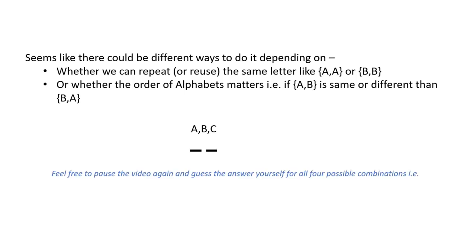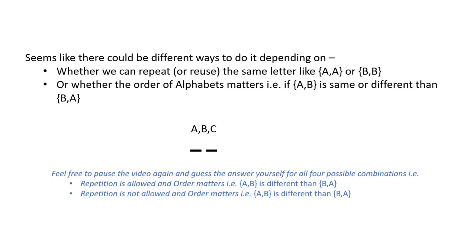So let's pause the video again and guess the answer for yourself for all four possible combinations. The first is where repetition is allowed, so you can use AA, BB, and order matters, so AB is different from BA. Can you list how many combinations you can create out of it? Similarly, once you are done with the first one, think about repetition not allowed. You cannot include AA, BB, and order matters. AB is still different from BA.